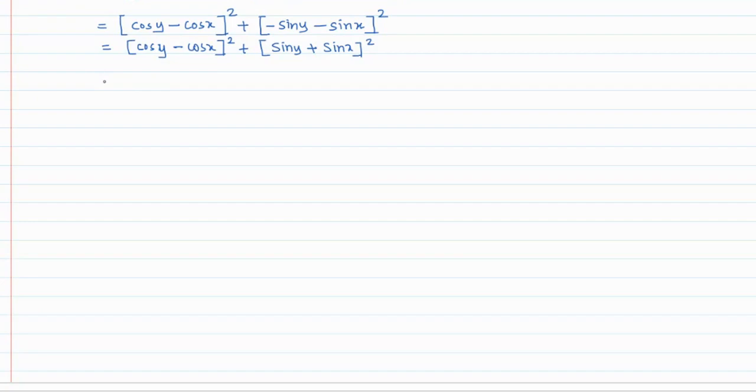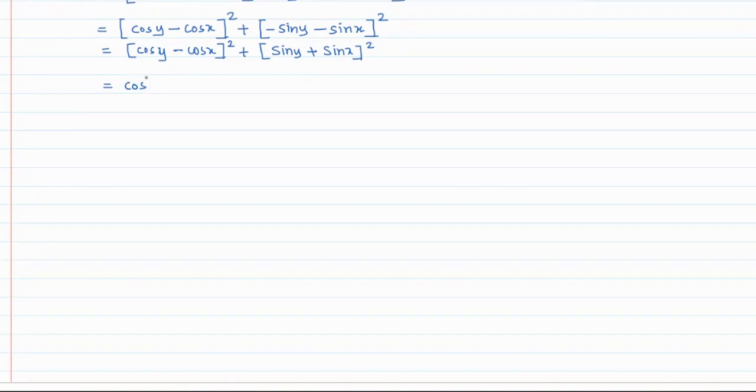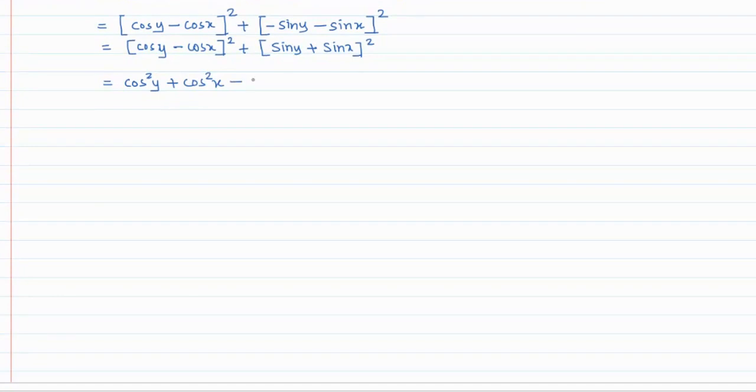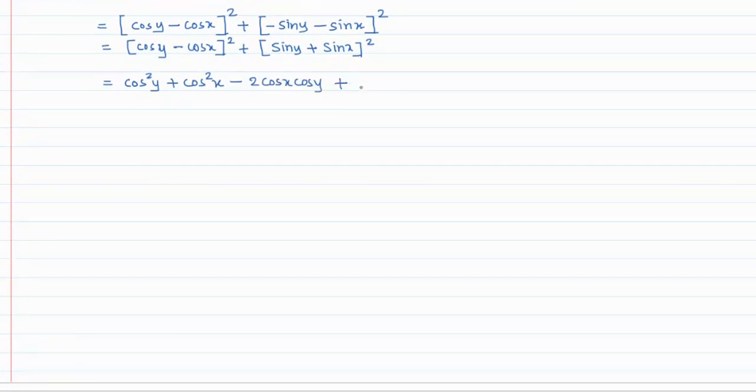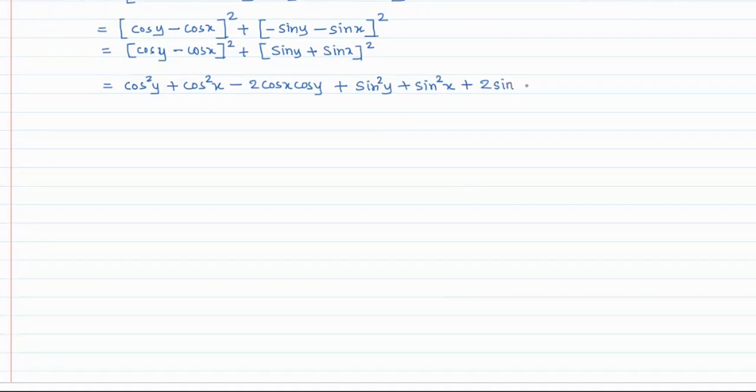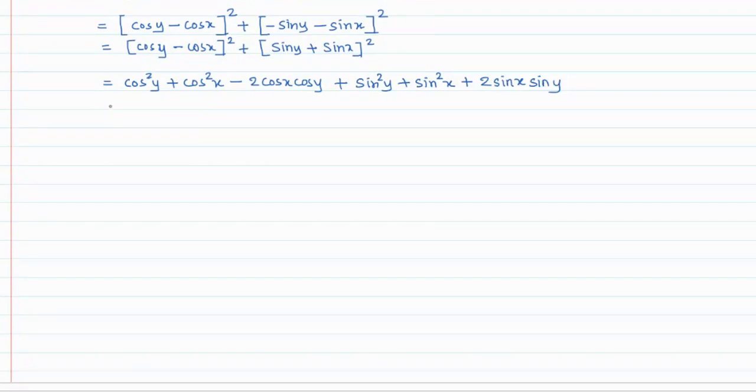Now squaring both brackets. So here the (a minus b) bracket square formula will apply. So it is cos square y plus cos square x minus 2 cos x into cos y plus, if I square the second bracket, sin square y plus 2 sin x into sin y. Now I will take cos square x plus sin square x together, and similarly cos square y and sin square y together I will write.